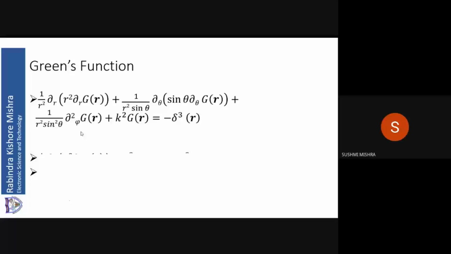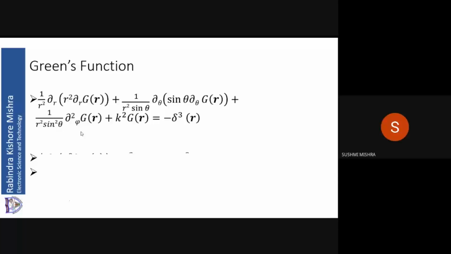So now what we are seeing is del square G plus k square G is equal to minus del cube r. Now del square G we have expanded, and by expanding del square G we get this equation: 1 upon r square dou by dou r of r square dou by dou r G, plus 1 upon r square sin theta dou by dou theta of sin theta dou by dou theta G, plus 1 upon r square sin square theta dou square by dou phi square G, plus k square G is equal to minus delta cube r.